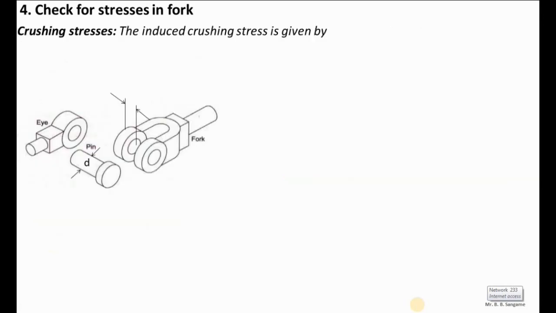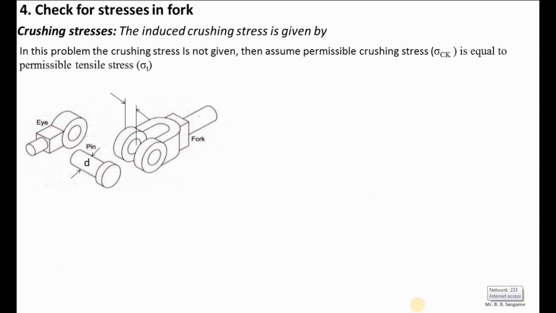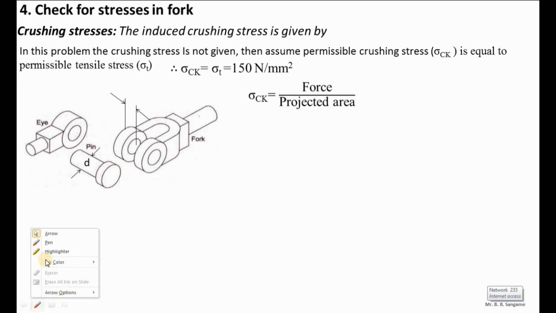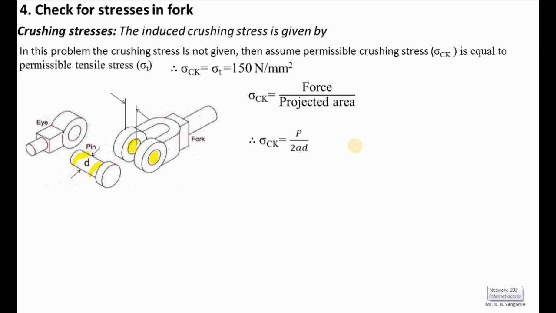Next, let us check the crushing stresses in the fork. Here you can see that in the problem the crushing stress is not given. Once again, I am going to assume that the crushing stress is equal to the tensile stress, which is 150 Newton per mm square. After the application of force, the portion of the pin which is inside the eye of the fork, inside the inner diameter of the fork, will get crushed, or the inside diameter of the fork can also get crushed. So the projected area gives sigma ck equal to p divided by 2ad.